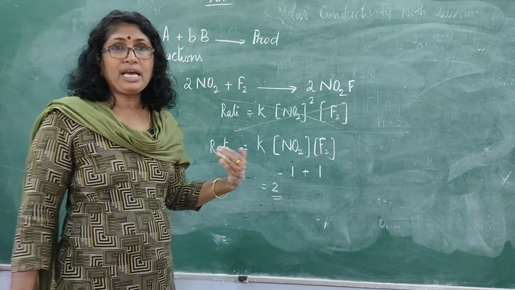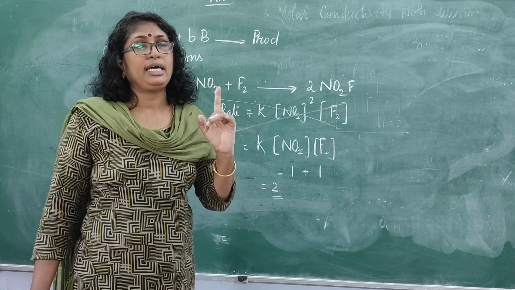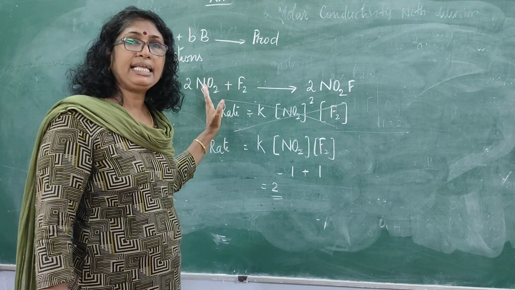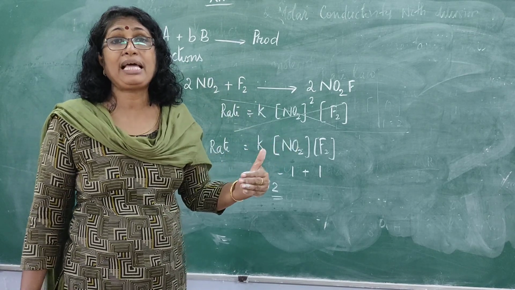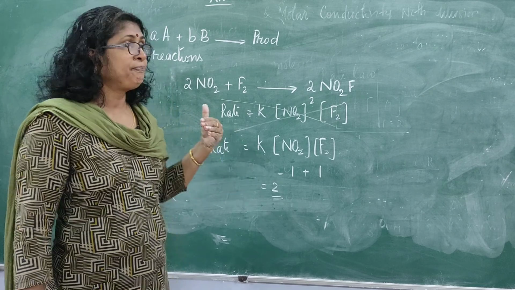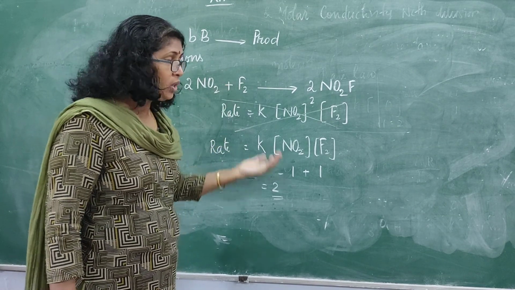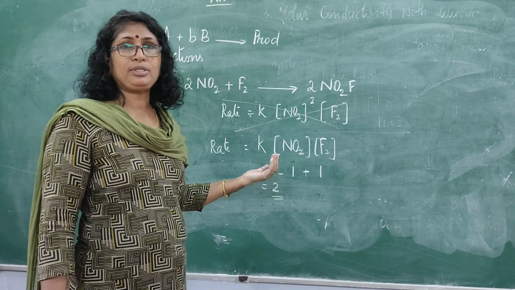Understood? The order we get from the rate law, which shows the actual dependence of the rate of reaction. But for molecularity, we are simply adding the number of molecules which take part in the reaction from the balanced chemical equation. Right? Now, molecularity cannot be fractional, but order can be fractional. The order of a reaction can be 3 by 2, like that.